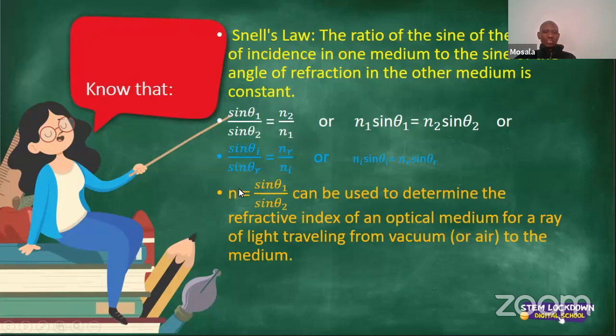So now we can use this formula to calculate the refractive index of a material. The refractive index of the material will be equal to the sine of the angle of incidence over the sine of the angle of refraction. Normally, this can be used to determine the refractive index of an optical medium for a ray traveling from vacuum or from air to that medium.